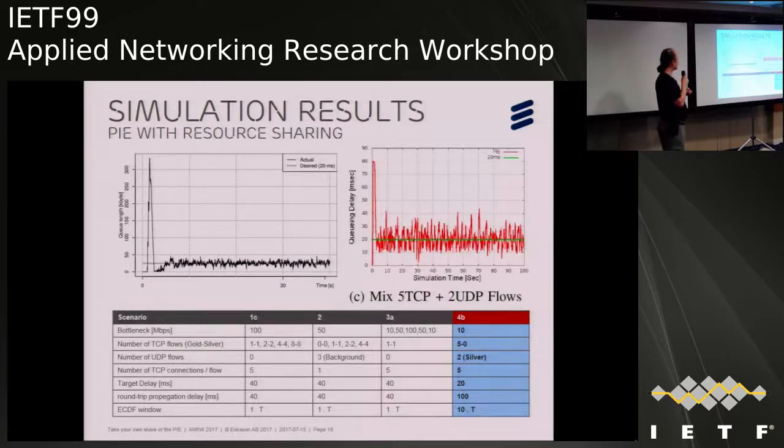So this is the queue length of the two algorithms. This one is from the Pi paper. This is from our paper. We have a slightly larger overshoot here, and after the transient, it keeps the queue lengths very similar.